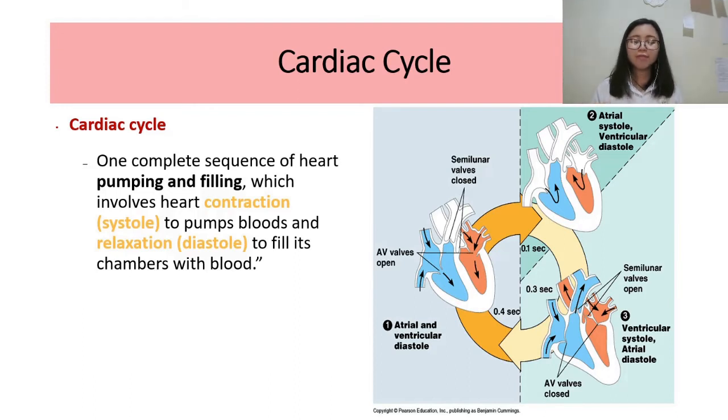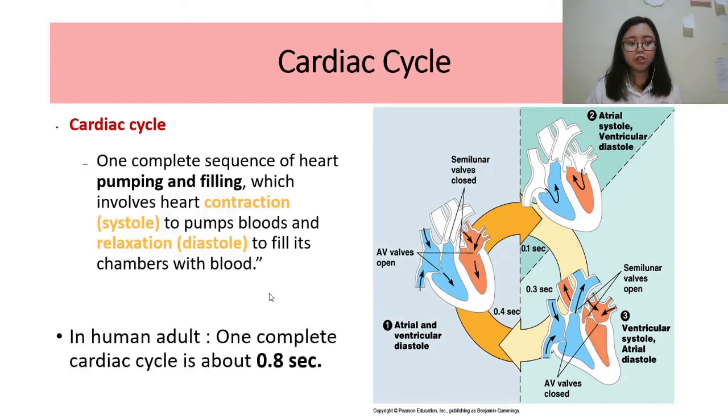Dalam arti kata lain, kitaran denyutan jantung kita tu ada part di mana jantung kita akan pump, dia akan mengecut dan dia akan keluarkan darah. Dan ada masa dia relax dan dia dipenuhi dengan darah. Take note of the words systole and diastole. Systole means dia contract. Diastole means dia relax.